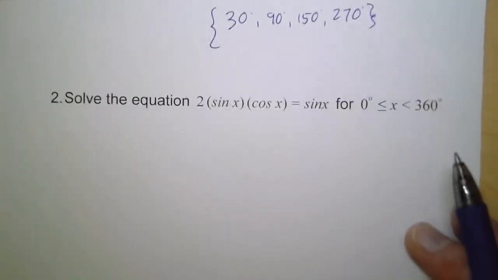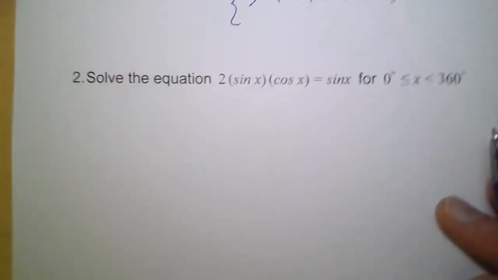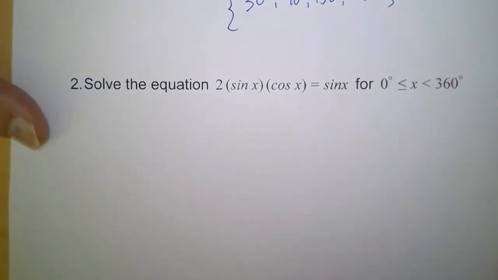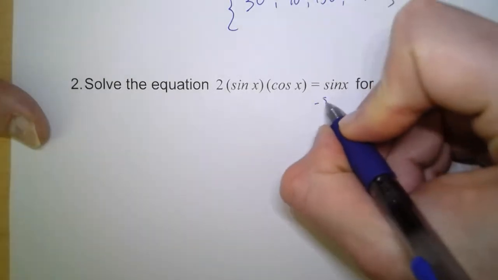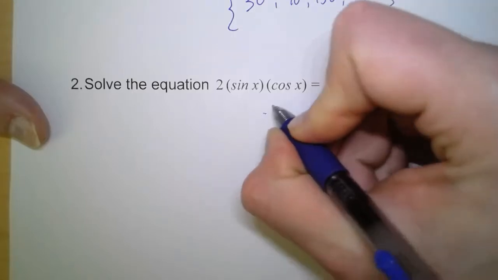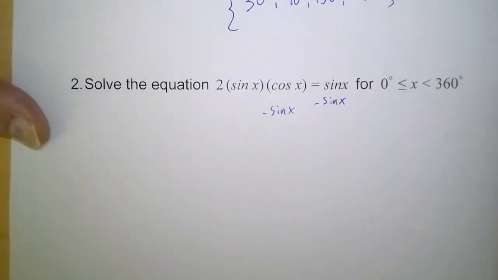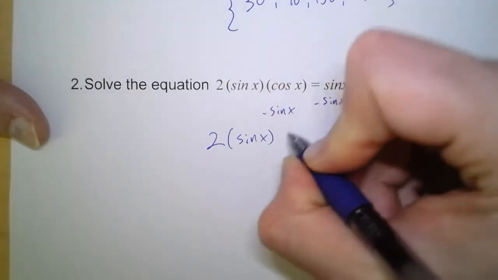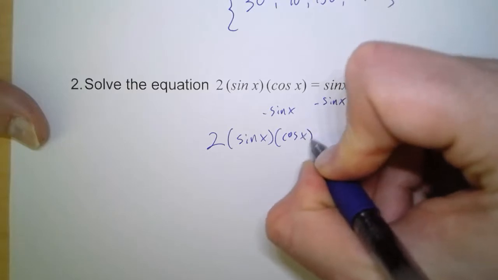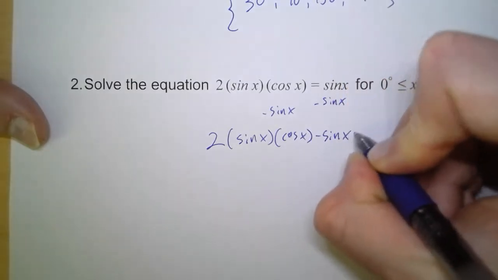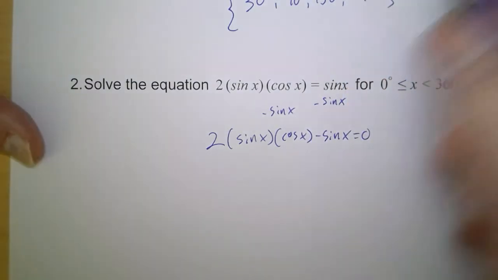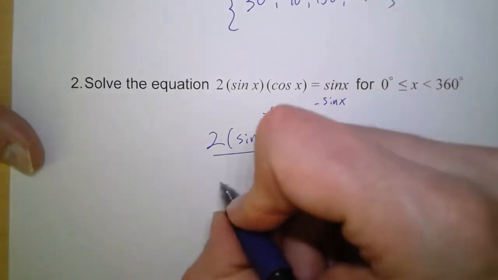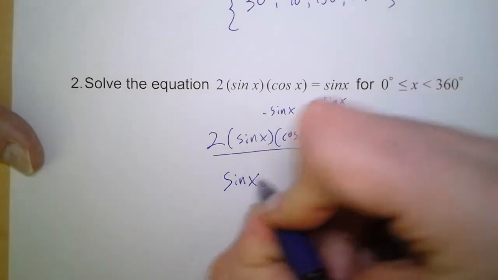For the second one, these two expressions are on opposite sides of the equal sign. So what we first want to do is get sine onto the left side of the equal sign. So we have 2 times the quantity sine of x times the quantity cosine of x minus sine of x equals 0. Then from this, we look at these two terms and ask, what can we factor out? Well, we can factor out sine of x.